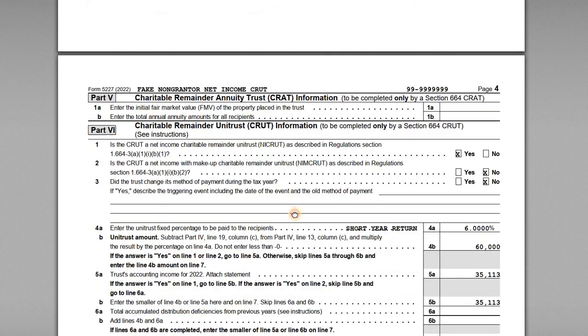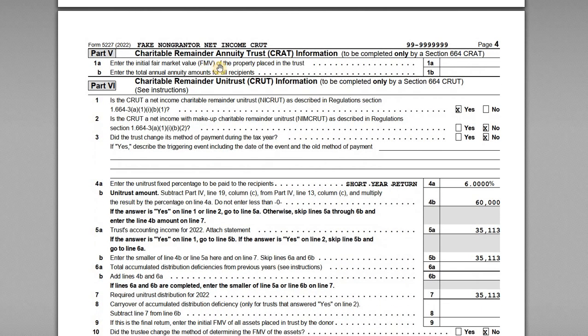All right, so let's have a look at the next sections. We've got Part 5, charitable remainder annuity trust information. So we don't have a CRAT here, right? We have a CRUT. We have a Unitrust. So we can leave Part 5 blank.